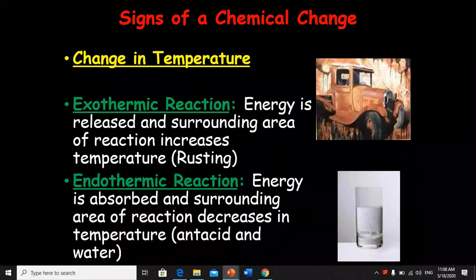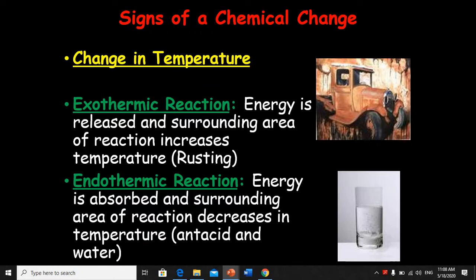Change in temperature too. It could be an exothermal reaction or an endothermal reaction. What does this mean? The exothermal reaction is when energy is released into the surrounding area of the reaction. So sometimes after the reaction, you will feel the heat. This is because the reaction is exothermal. The thermal energy is produced, like the rusting of iron.